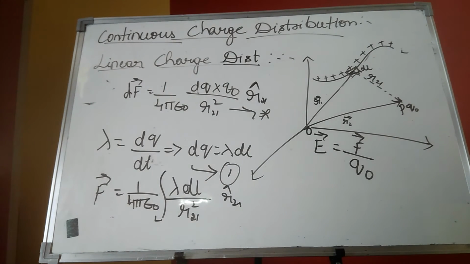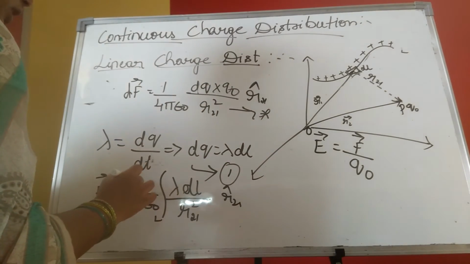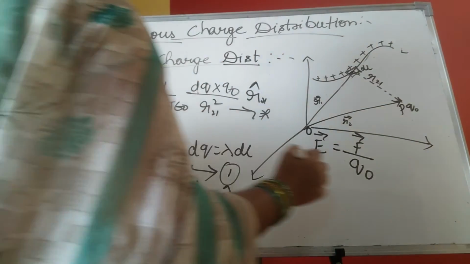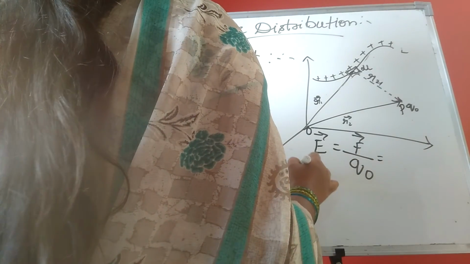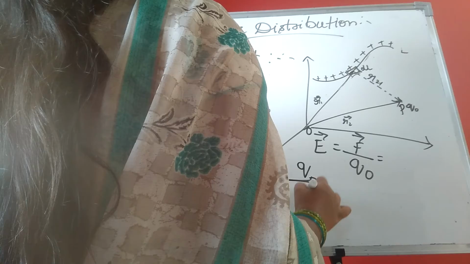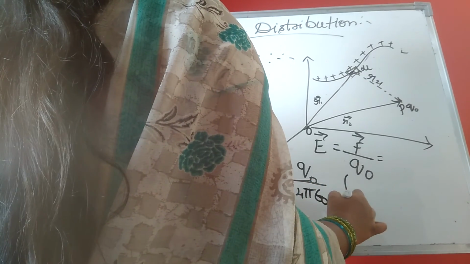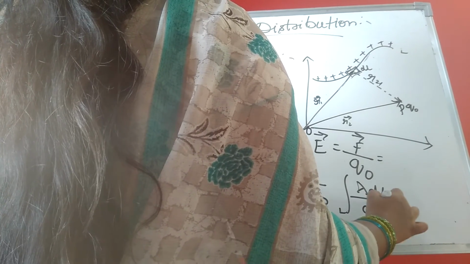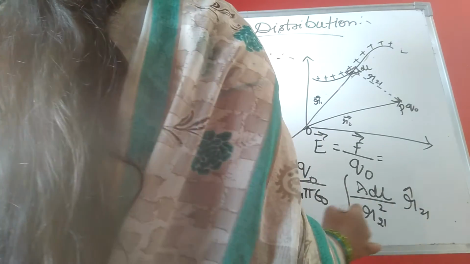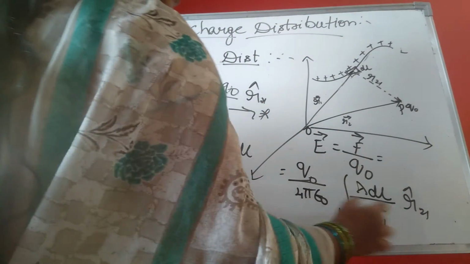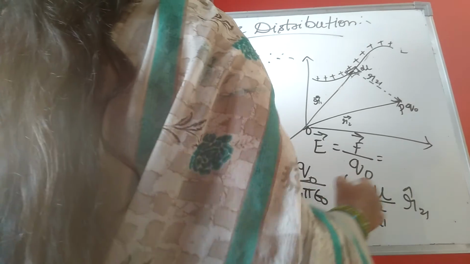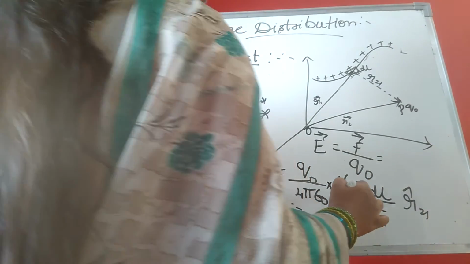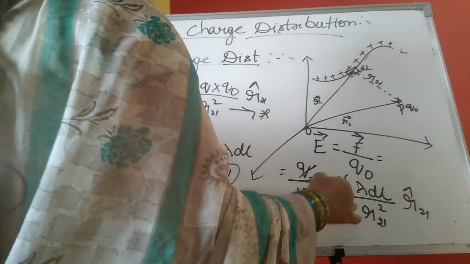So we can write that as 1 by 4 pi epsilon naught integral of, here we have q naught also, right? So it will be q naught by 4 pi epsilon naught integral over the length L of lambda dl by r21 square into r21 cap, whole divided by q naught, or else I can write it as into 1 by q naught. It's nothing but the same, right? So q naught gets cancelled.